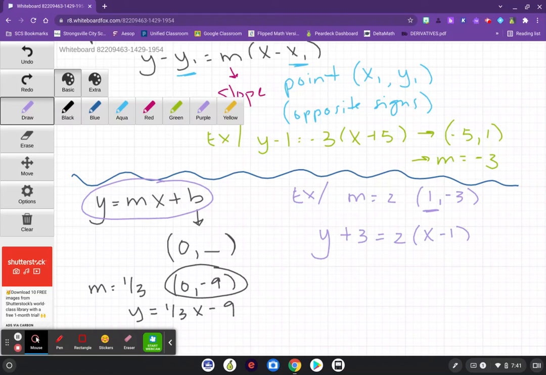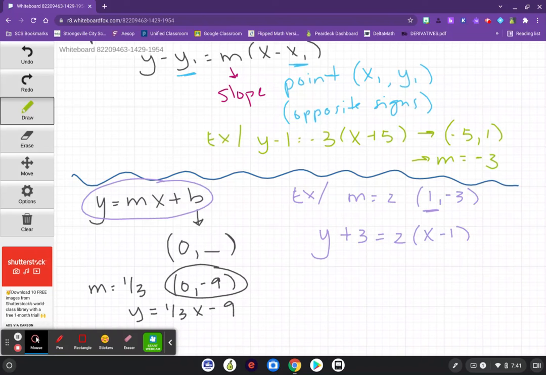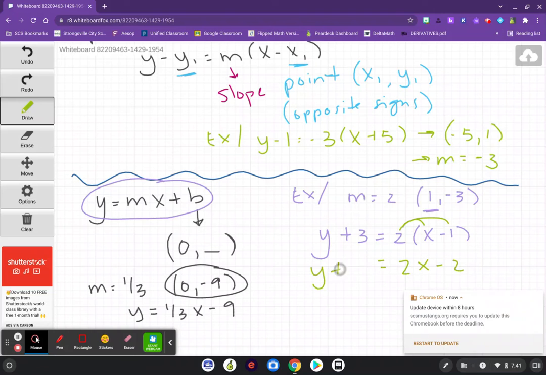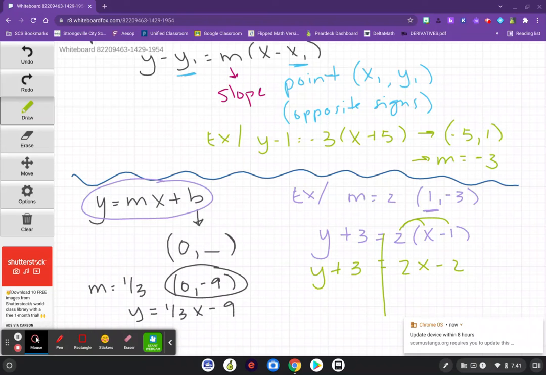And then I would have to work to isolate that y. So I would first start by distributing the 2x minus 2. And so I have y plus 3 still on this other side here. And then I have to subtract 3 on both sides. And so I get y equals 2x minus 5.